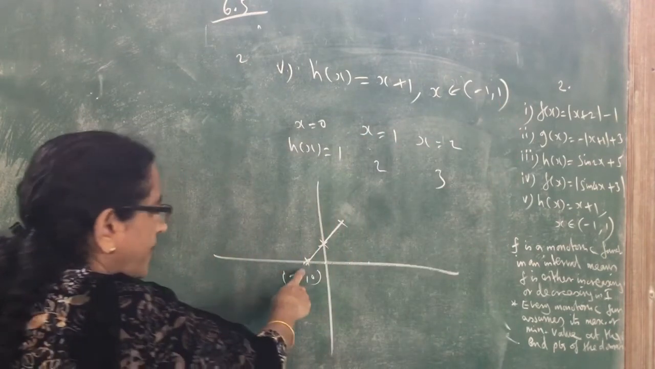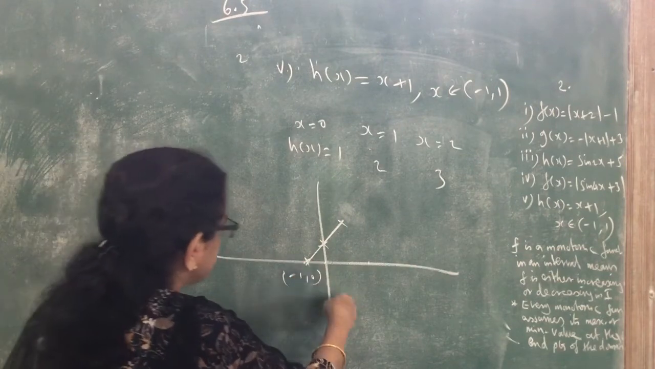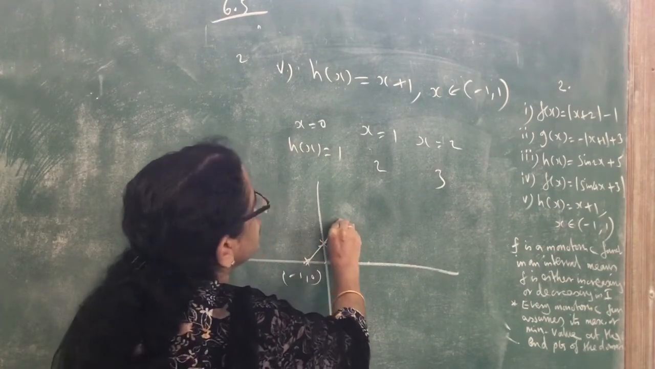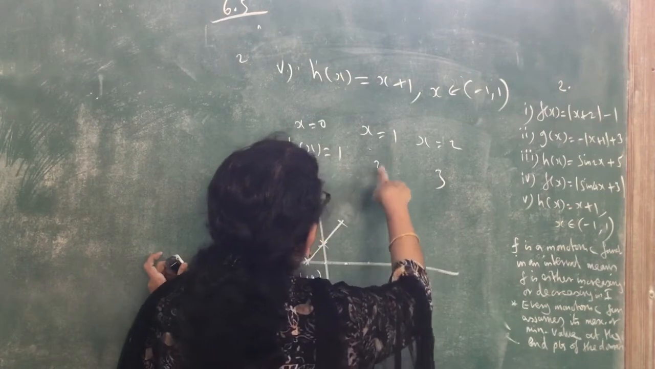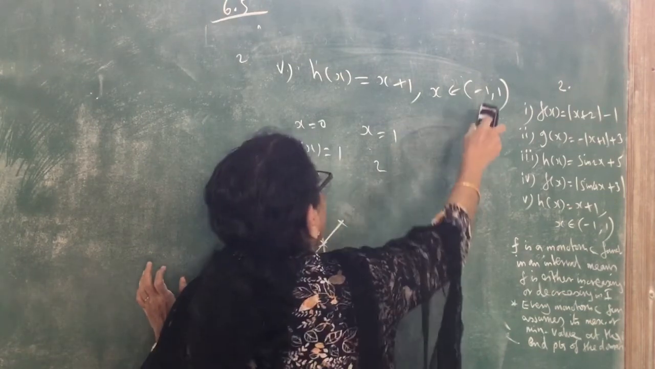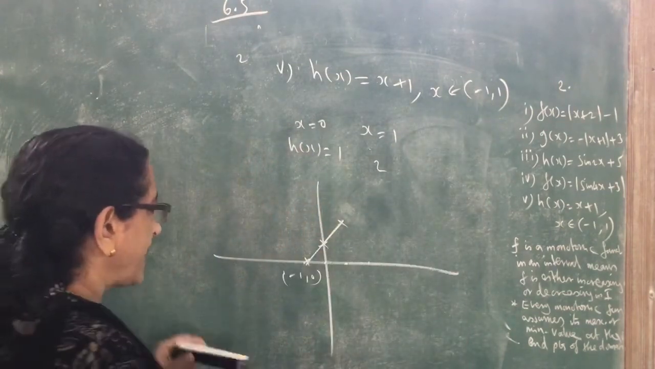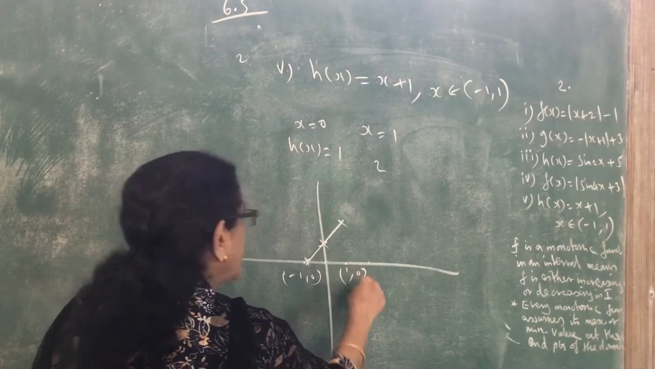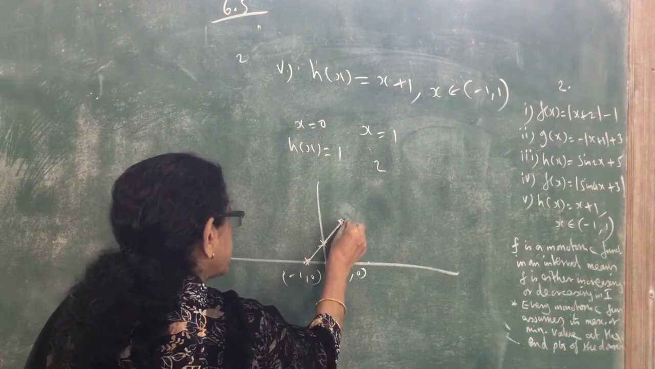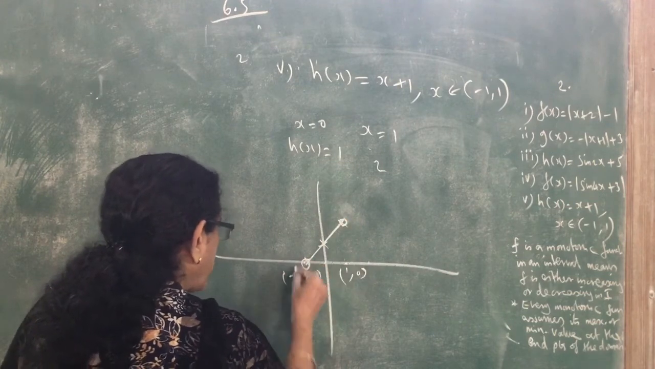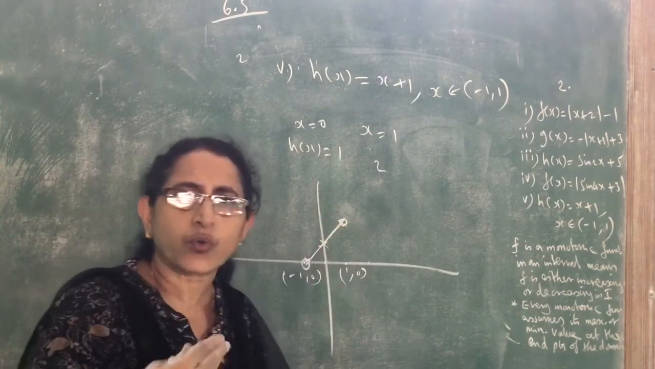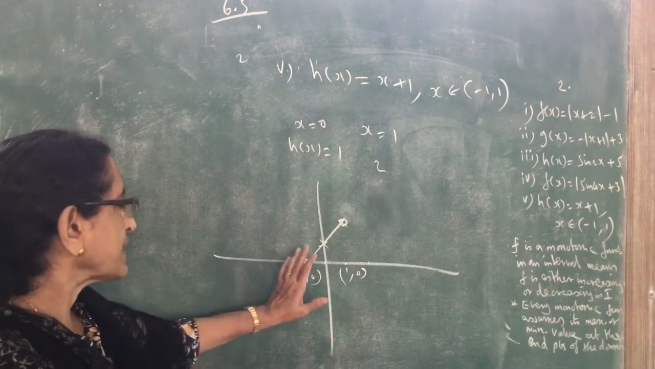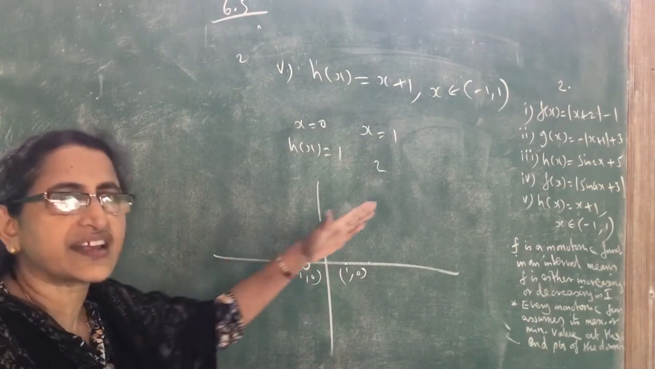So when x equal to minus 1, y equal to 0. When x equal to 1, y equal to 2. So that is only in that open interval, minus 1 to 1. This is 1, suppose it is 1, 0. So 1, 1. So that point is excluded from the graph. So these 2 points are excluded from the graph. Therefore, it is an increasing function.